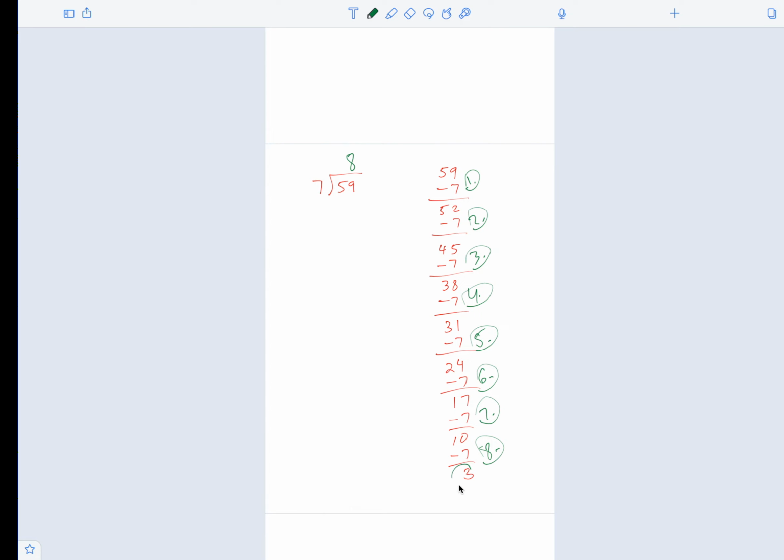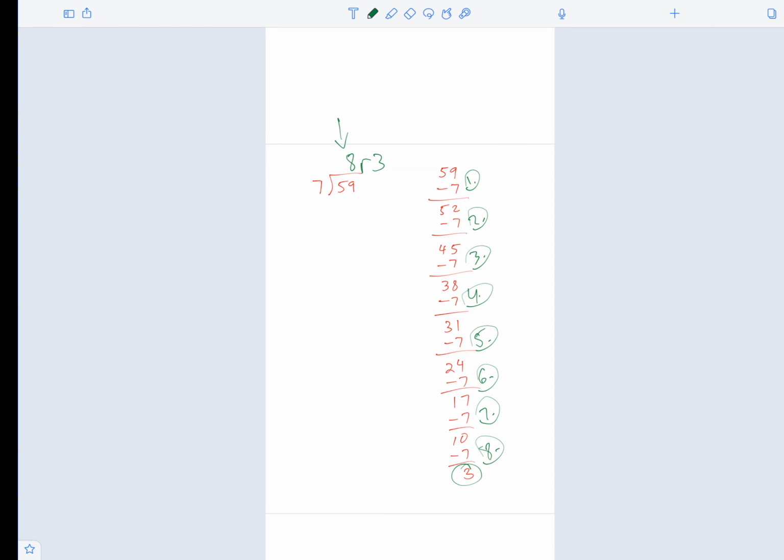And then, of course, how much do you have left over? You have 3 left over. And what's neat about this approach is it's literally answering the question of how many times I have to subtract 7 from 59, right?